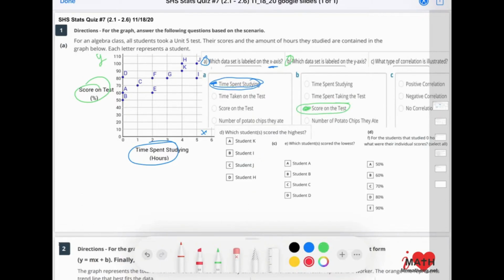What type of correlation is illustrated? Remember, you're going from left to right, so it looks like that would be like the best fit of line, so it would be this one right there.